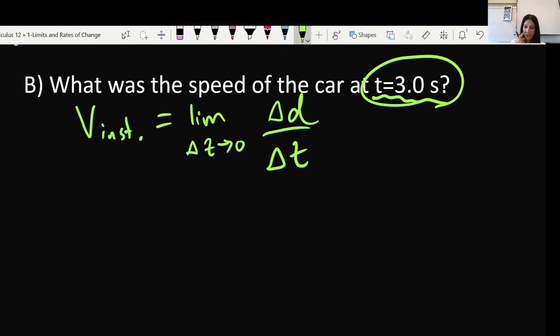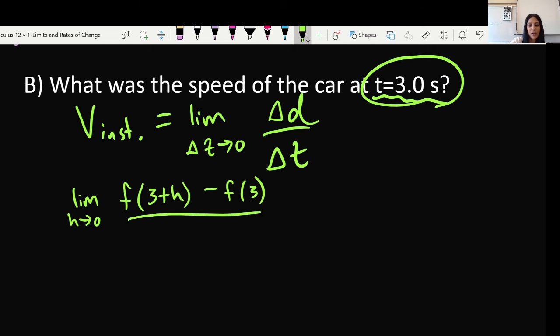If we are working with this, we want to do the limit as h approaches 0 of f of 3 plus h minus f of 3, all over our h value. We chose this formula in this particular case because of the fact that it's right at t equals 3 seconds. It's important to know that. And then we can carry on and go through this with our calculations.